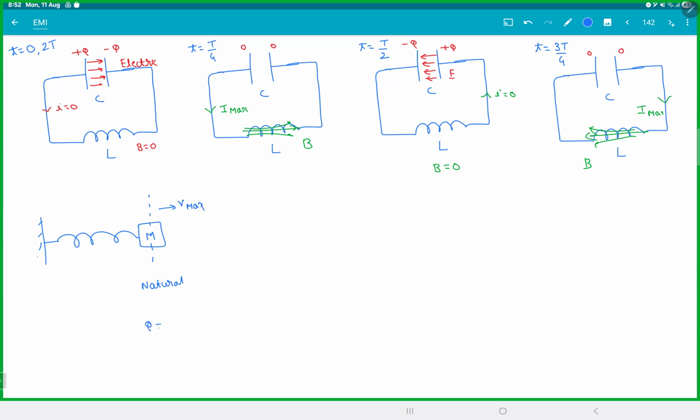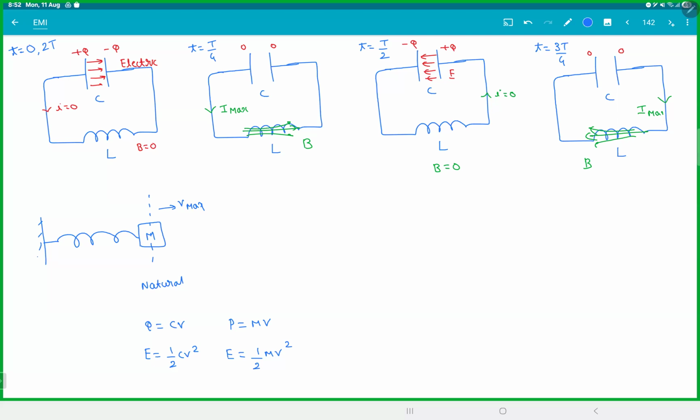We know Q is equal to CV. We know momentum is equal to mv. We know energy in the capacitor is half CV square. We know energy of the block is half mv square. Can you see the resemblance? Mathematically, they look the same.